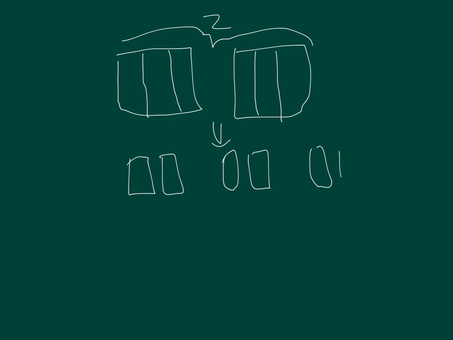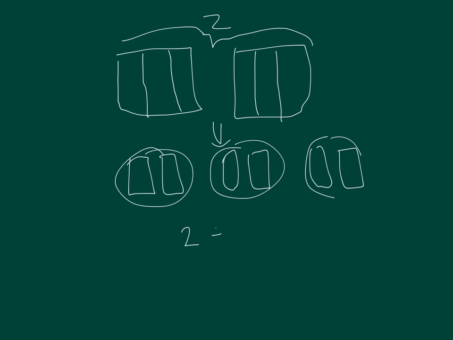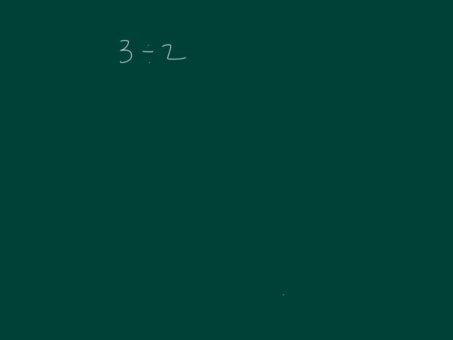Two, three, four, five, and six. They end up getting two thirds. That was two crackers divided by three equals two thirds. There's a number sentence to describe what happens. 3 divided by 2. Can we draw a picture to represent the problem?